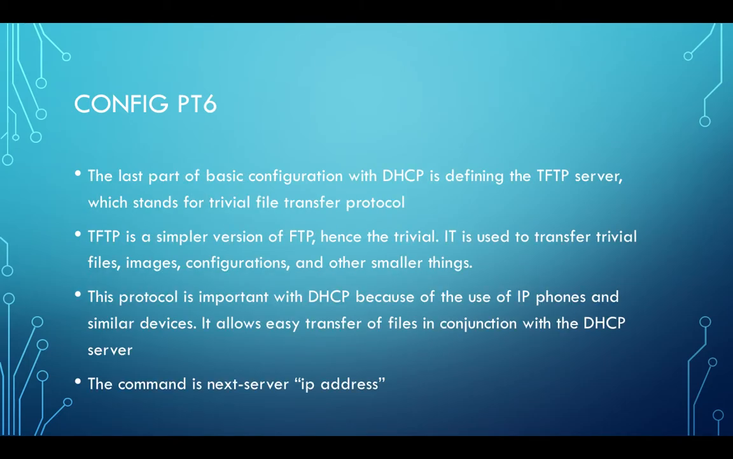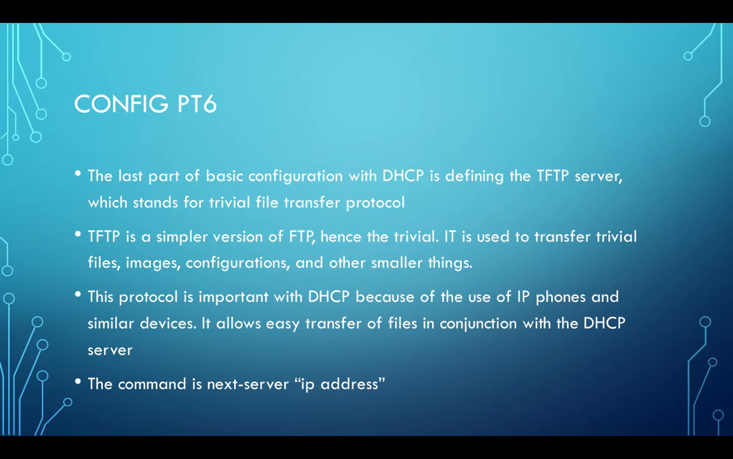Now, the last main part of DHCP configuration is dealing with the TFTP server, which stands for Trivial File Transfer Protocol. TFTP is a simpler version of FTP, hence the word trivial. It is used to transfer trivial files, images, and configurations, among other things. This protocol is important with DHCP because of the use of IP phones and similar devices. It allows easy transfer of files in conjunction with the DHCP server.